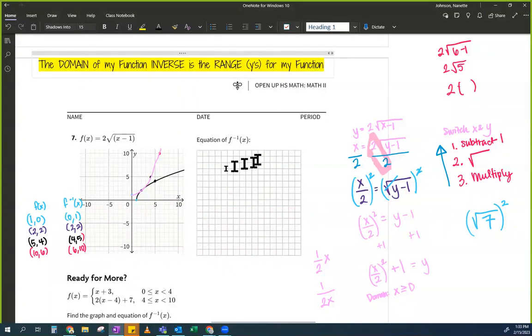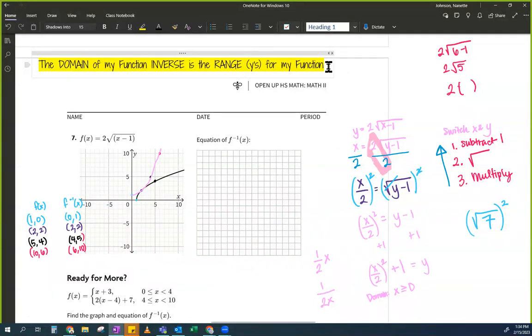So wait, what? If I want to find the domain, the X's, I want to know about the X's. You told me to switch everything. So look at the Y's. Yeah, look at your Y's. So the lowest Y I have is 0. The highest Y I have is infinity. So that's exactly what this says, right?